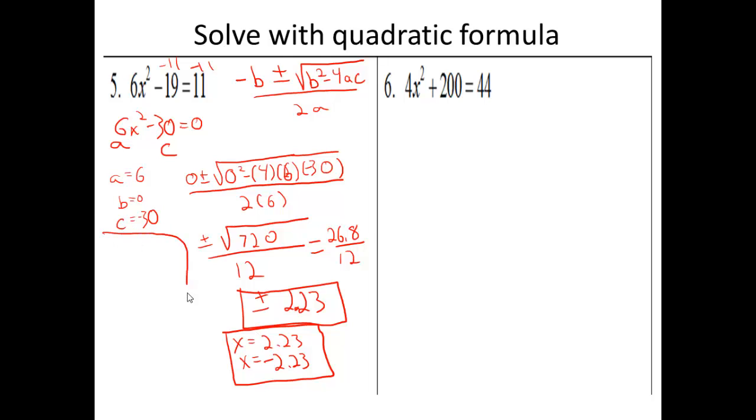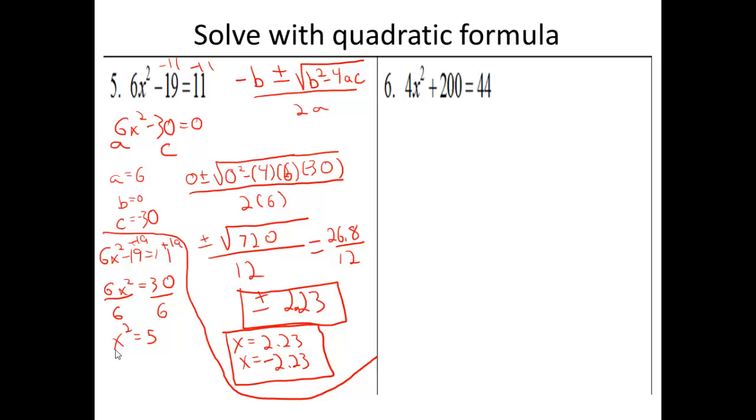Now another way we could have solved that equation is, instead of putting everything into our quadratic formula, we could say that 6x squared minus 19 is equal to 11, and we're going to solve for x. So we're going to plus 19 on this side, plus 19 on this side, trying to get x by itself. So we have 6x squared is equal to 30. We're going to divide both sides by 6, again trying to get x by itself. So we're left with x squared is equal to 5.